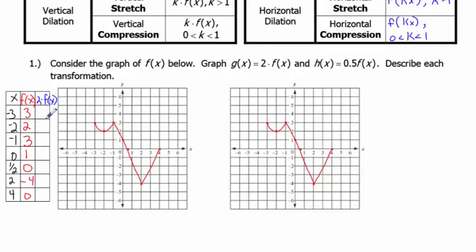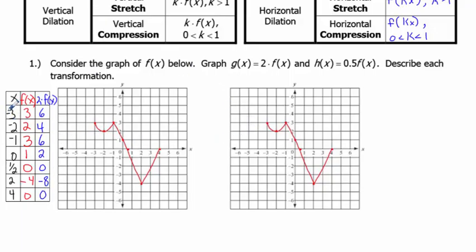And so for the g of x function, we would have a value of 6. We would have a value of 4. We would have a value of 6. We would have a value of 2, 0, negative 8, and 0.